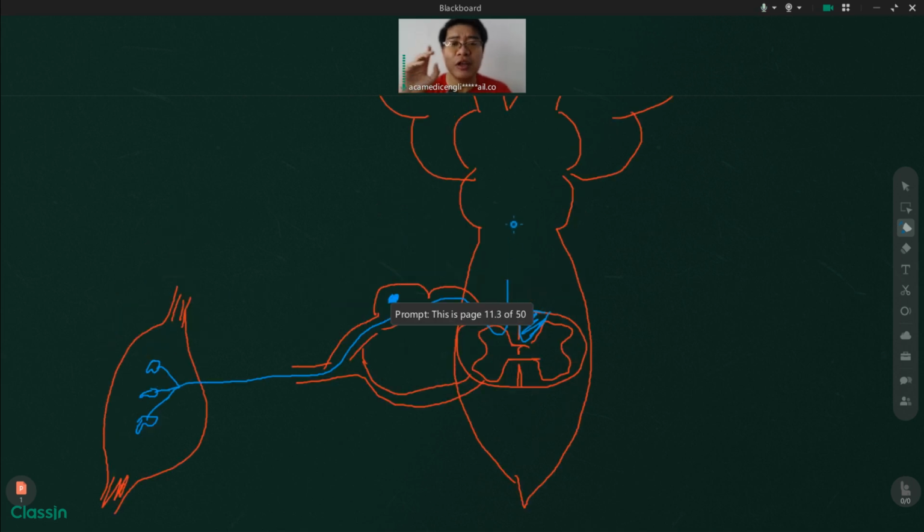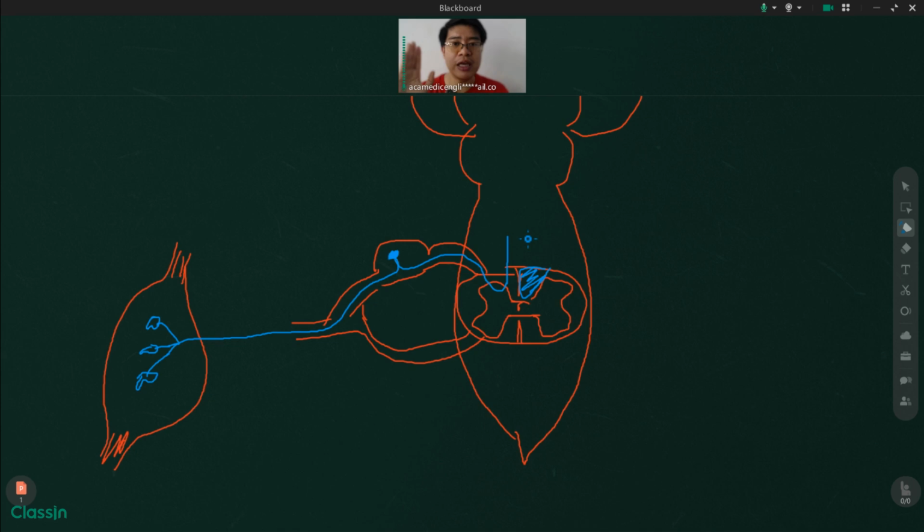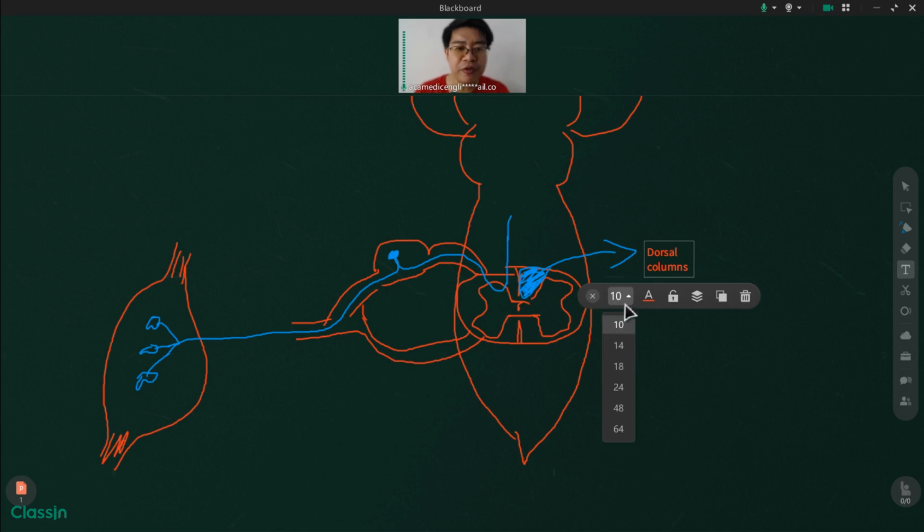So imagine the first order neuron of the superficial sensations will synapse immediately when it gets into the spinal cord, either at the level of that spinal cord segment or a little bit up from that. But this one doesn't do that. It will go first into this area here of the white matter of the spinal cord and ascend there. That area of the white matter, we call the dorsal columns. This term should be very familiar to you.